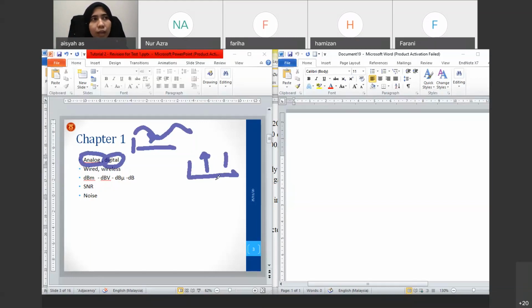For example, we have an analog clock and a digital clock. For analog, it is continuous, and for digital, it is only, for example, at the seconds. We have hour, minutes, and seconds, and we don't know the value between the seconds. So that is the digital. You need to know the benefit of analog and digital signals, and analog and digital modulations.